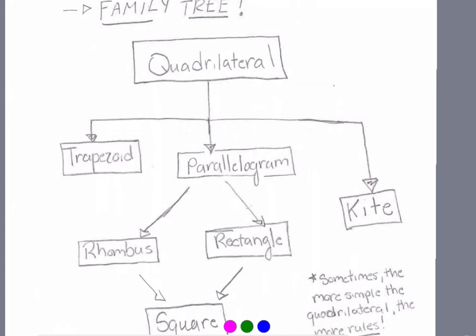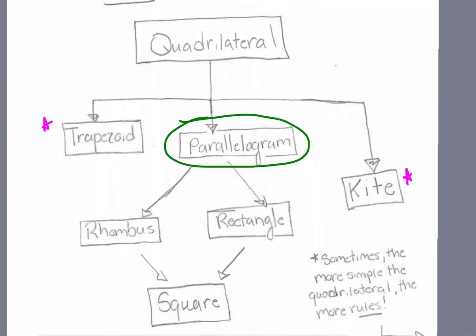Now, the first one, we have a trapezoid. Trapezoid's kind of a thing that's all of itself. Then we have a kite. Once again, it's something that has separate rules from everything else. And here's where we get into the nitty-gritty stuff, our parallelograms. Parallelograms have two opposite sides that are parallel, and then if you get into more detail, you have the rhombus, which is a parallelogram, and a rectangle, which is a parallelogram also.